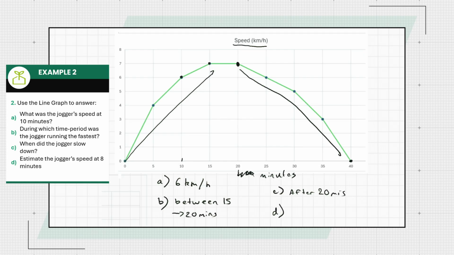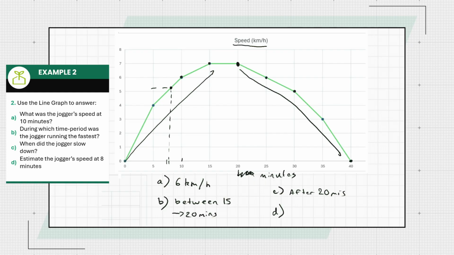And finally D, estimate the jogger speed at 8 minutes. So one of the things we can do is, even though we don't have data at 8 minutes and we only have data for every single one of these major points, we can use the line to estimate what it would be like at 8 minutes. Now we're going to have to estimate our time here. So halfway between 5 and 10 is about 7.5. So let's move a little bit further across, and then we're just going to draw a line up to the graph and decide what we think that speed is right there.